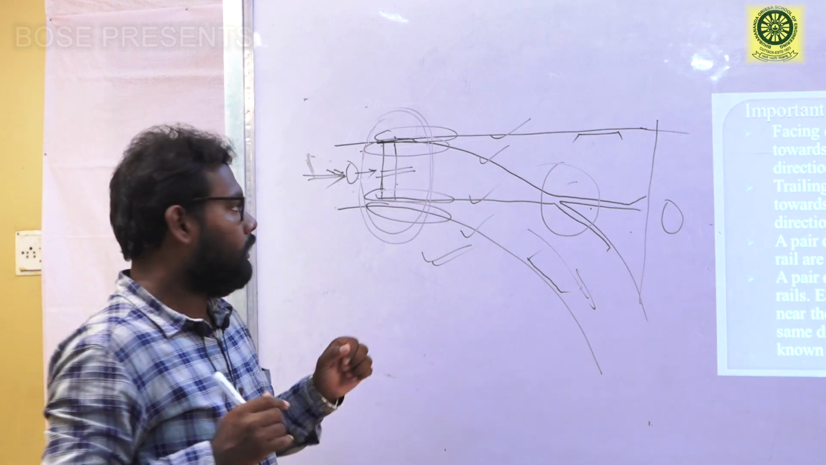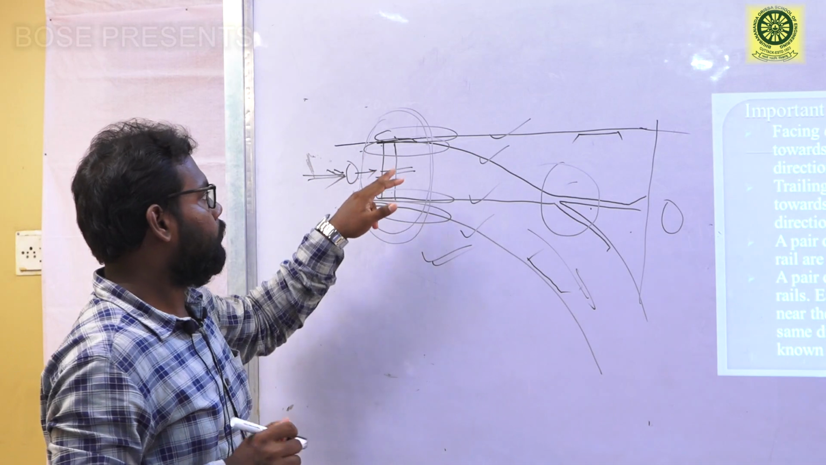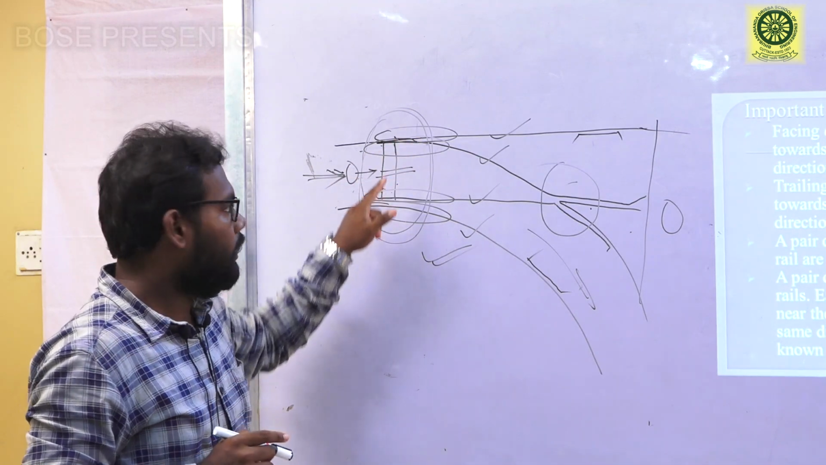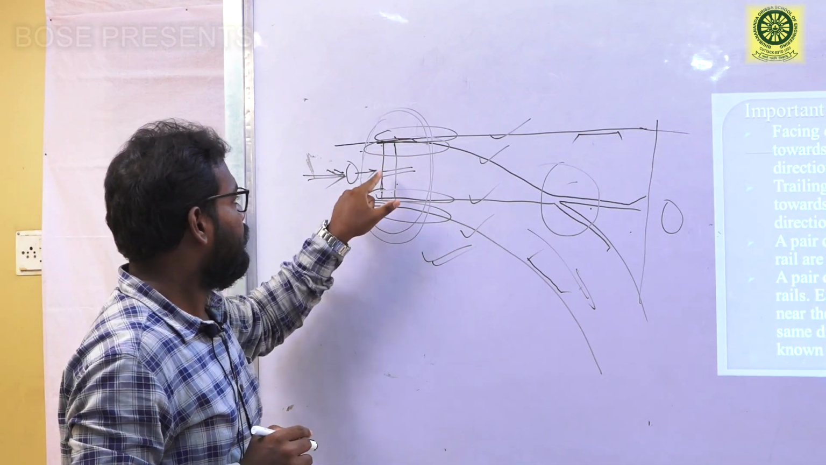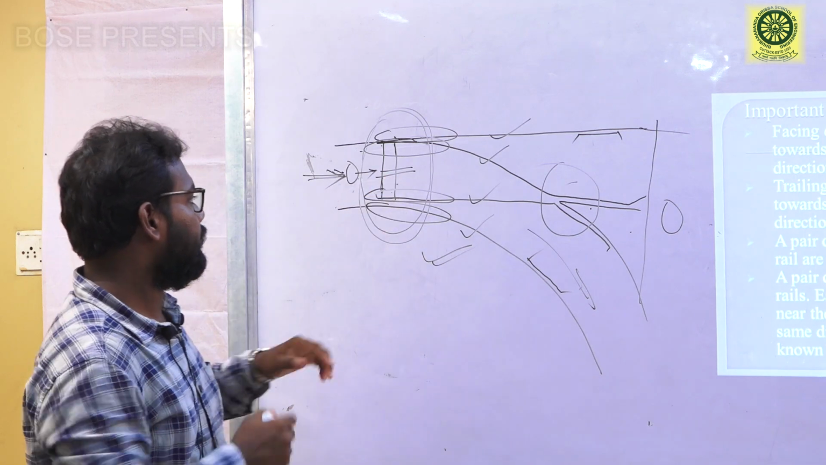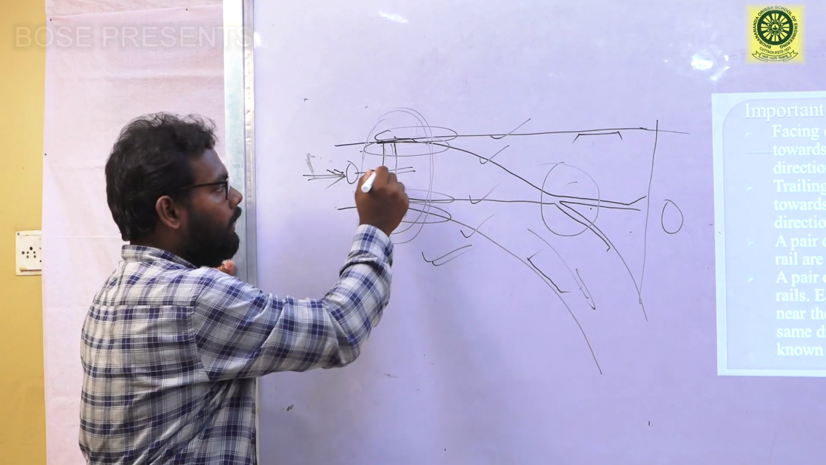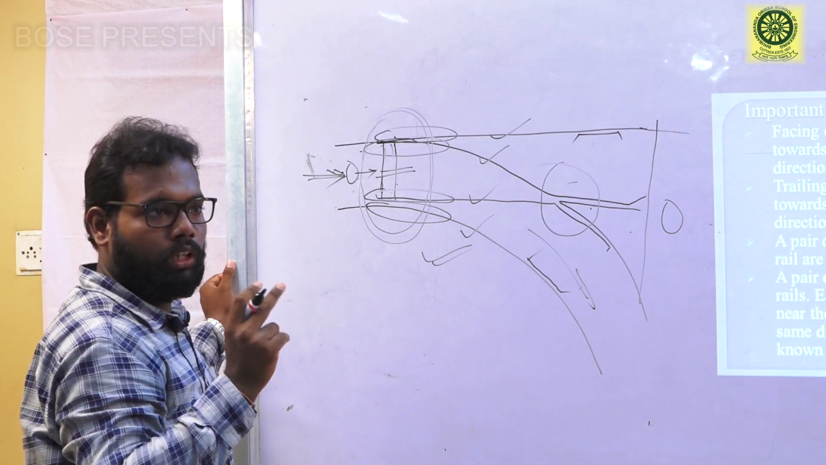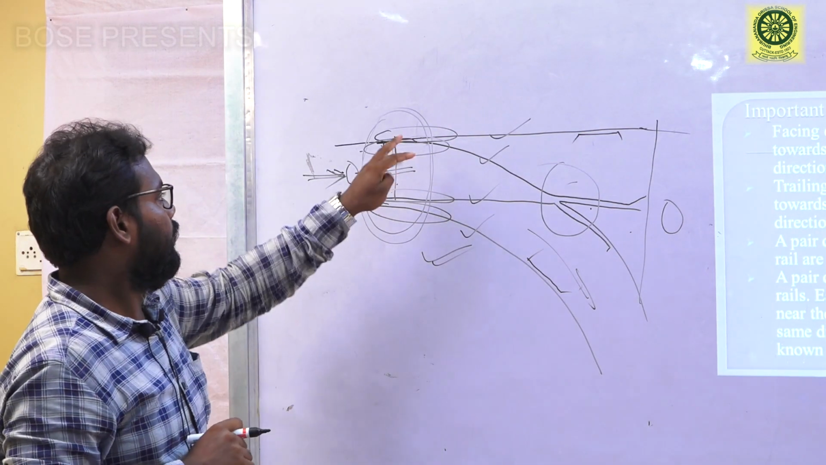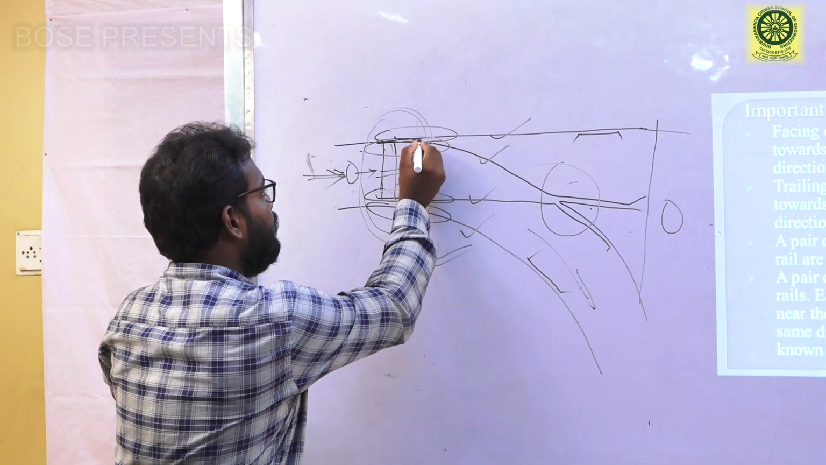I told you the switch assembly consists of a pair of stock rails, a pair of tongue rails, and this is a stretcher bar. It joins the tongue rails and moves the tongue rails. The stretcher bars may be two in number or more than two. Got it? Now there are also some heel blocks.